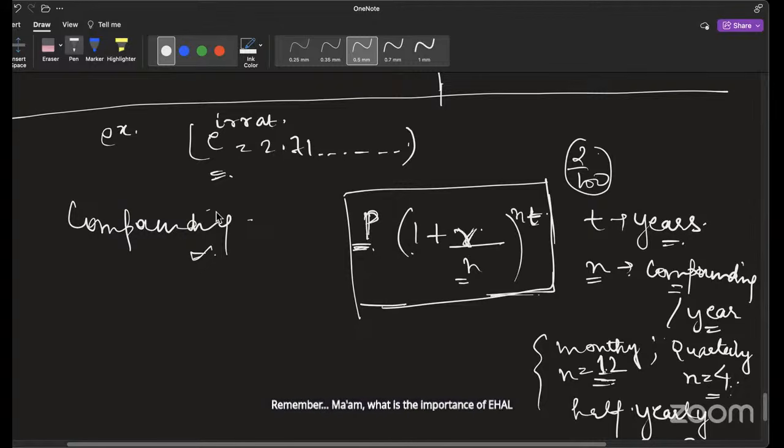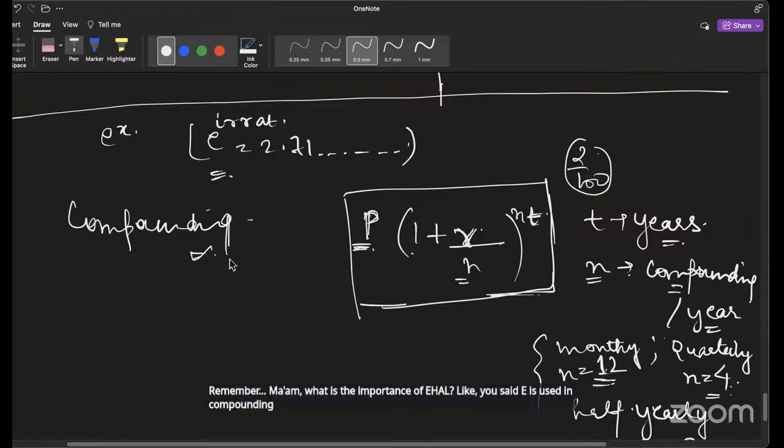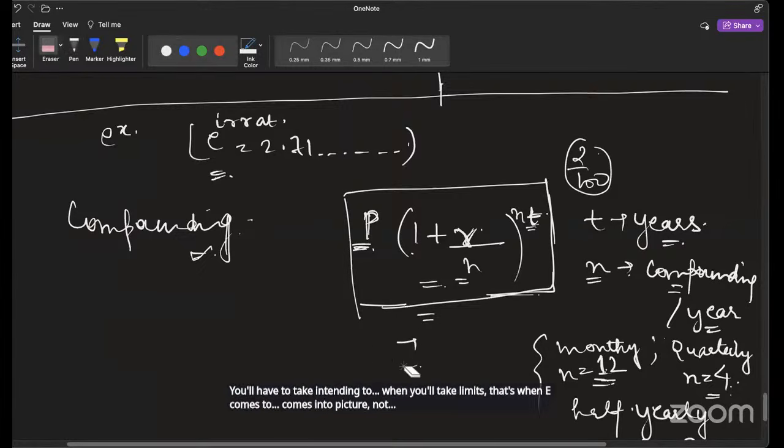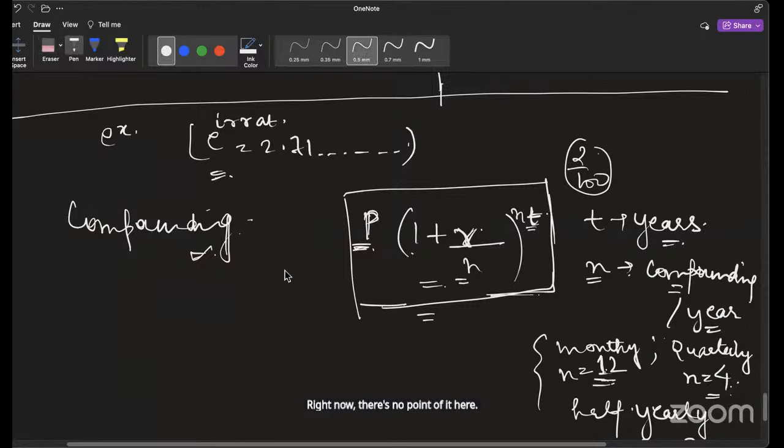Like you said, E is used in compounding. So are we saying that n, like 1 plus r upon n, has something to do with the limit? When your n tends to infinity, that's where E comes into the picture. When you take the limits here, that's when E comes into picture. Not right now. There's no point of it here.